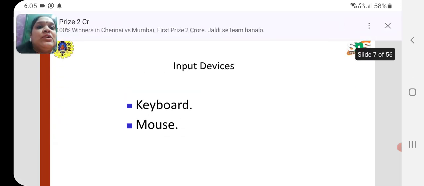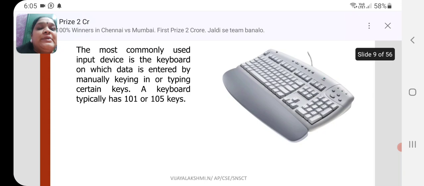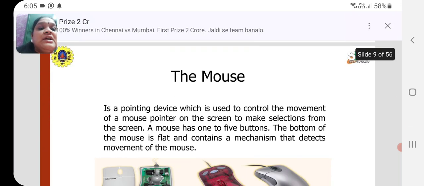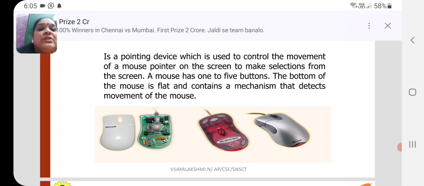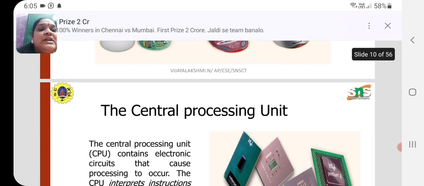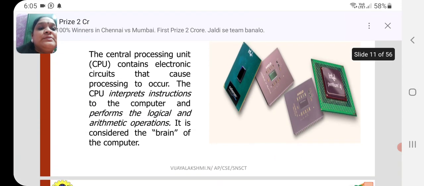The next is, what input devices are available? Keyboard, mouse, trackball, space ball, joystick. These things are called input devices. The keyboard normally comprises 101 or 105 keys. The mouse is a pointing device which is used to control the movement of a mouse pointer. I'm not going to explain the mouse in depth.